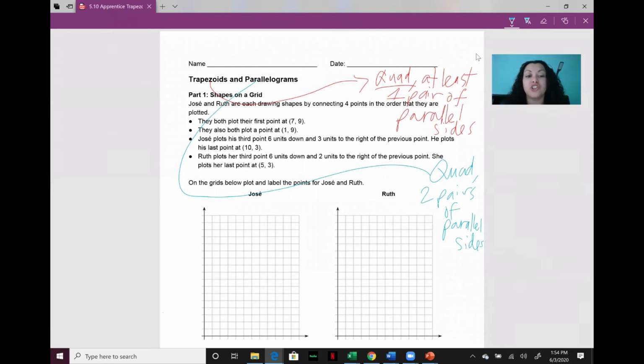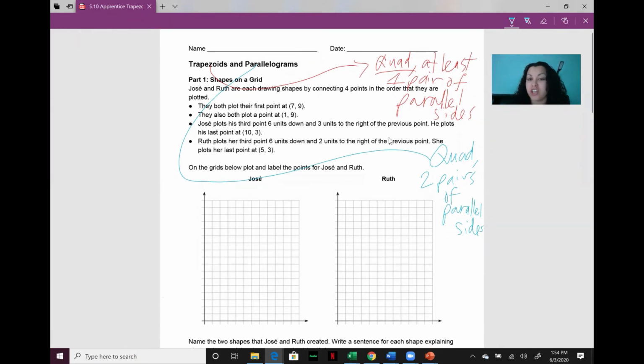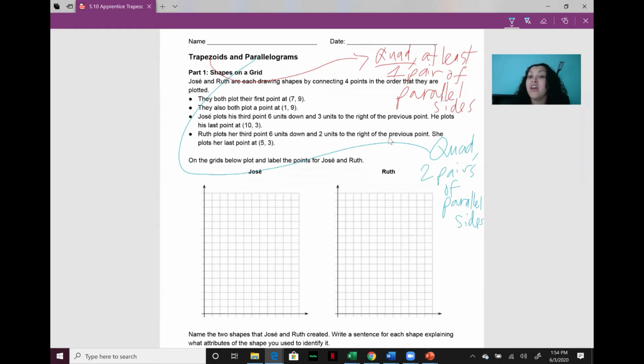So the first part is just shapes on a grid. So we have Jose and Ruth, and they're each drawing shapes by connecting 4 points in the order that they're plotted. So they both plot a point at 7, 9. So again, 7 is our x-axis, which is left and right, and 9 is our y-axis. So we're going to go across to 7 and then up to 9. So we're going to plot this for both of them.